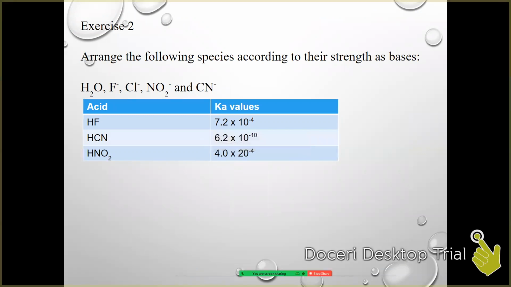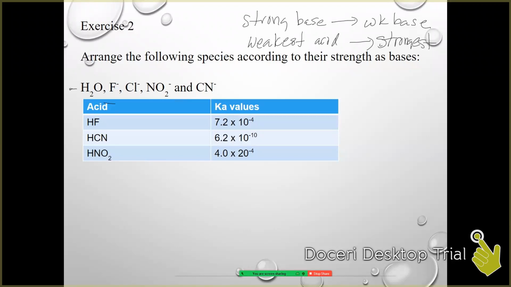Okay, we're going to rank the following species according to their strength as a base. So we want to go from the strongest base to the weakest. If I'm at the strongest base, that's going to be my weakest acid. Because if you look here, these are all conjugate bases of some acid, except for the water. So that means I need to find my weakest acid and go to my strongest acid.